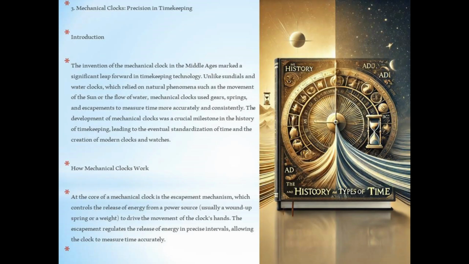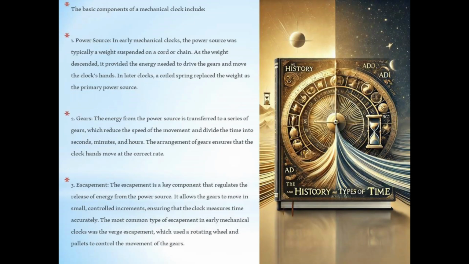How mechanical clocks work. At the core of a mechanical clock is the escapement mechanism, which controls the release of energy from a power source, usually a wound-up spring or a weight, to drive the movement of the clock's hands. The escapement regulates the release of energy in precise intervals, allowing the clock to measure time accurately. The basic components of a mechanical clock include: Number 1. Power source. In early mechanical clocks, the power source was typically a weight suspended on a cord or chain. As the weight descended, it provided the energy needed to drive the gears and move the clock's hands. In later clocks, a coiled spring replaced the weight as the primary power source.